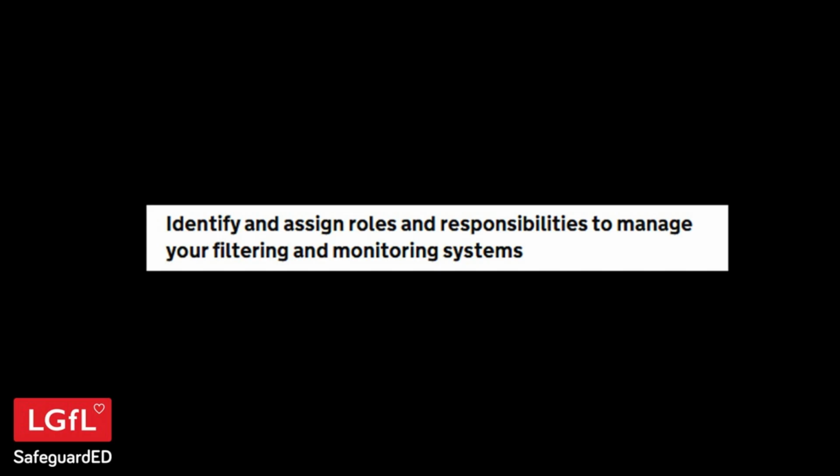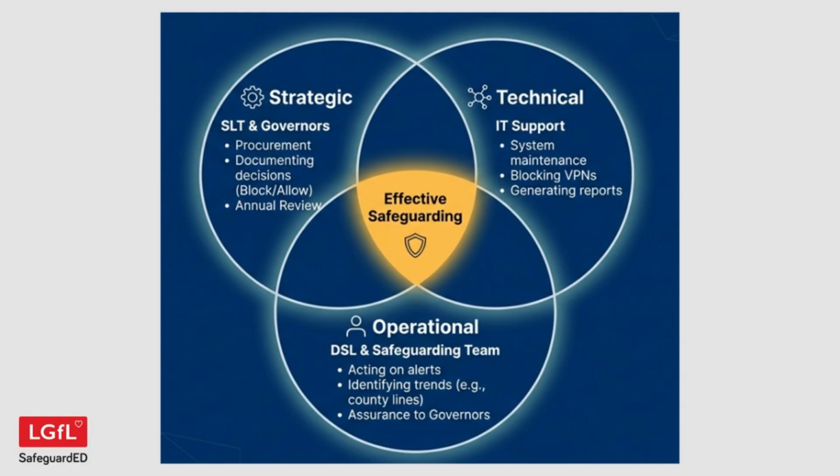So let's get into the standards then. The first one that we're going to explore is about how you need to identify and assign roles and responsibilities to manage your filtering and monitoring systems in school. This infographic gives you an overview of the other individuals who have a key role to play in making sure that filtering is effective in your school.